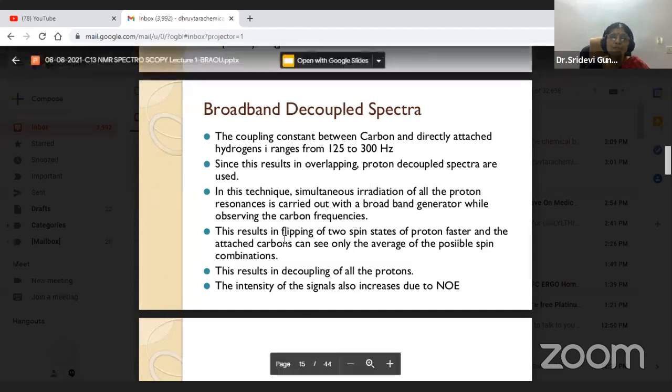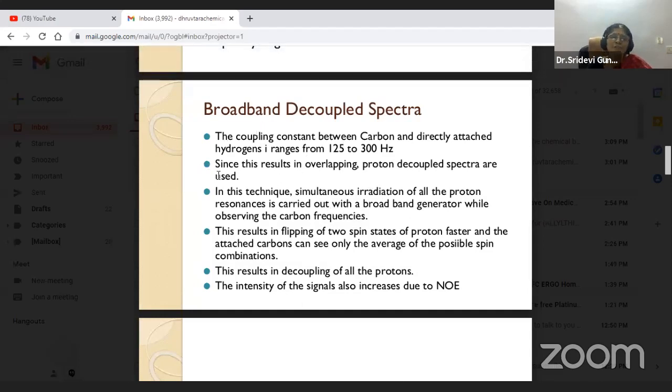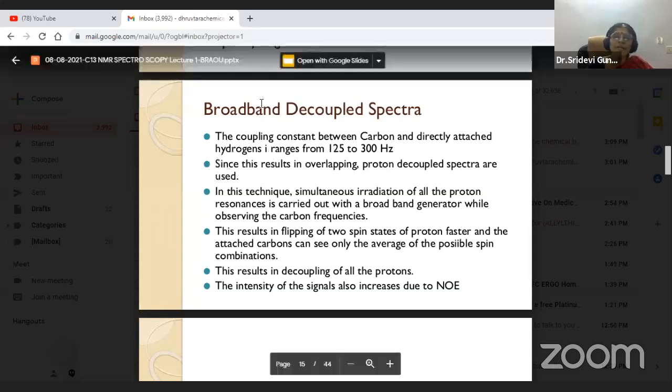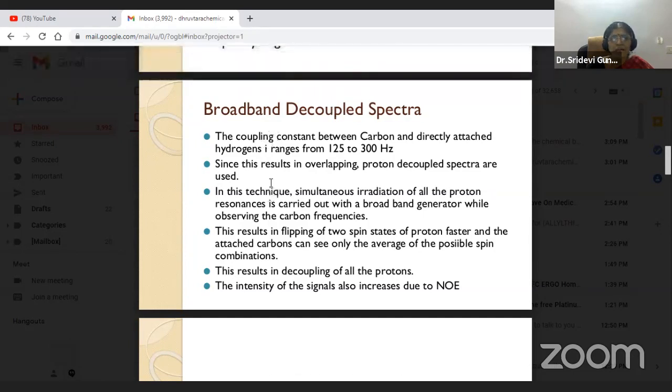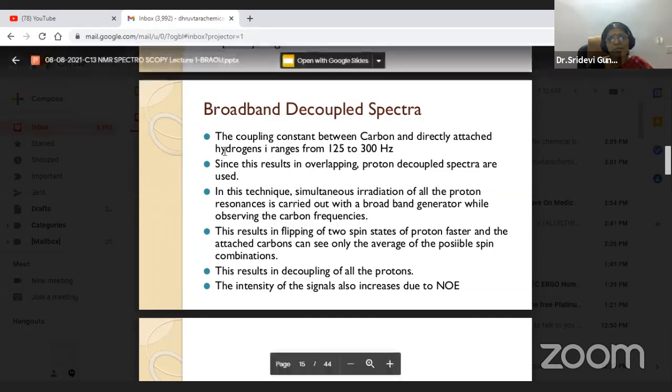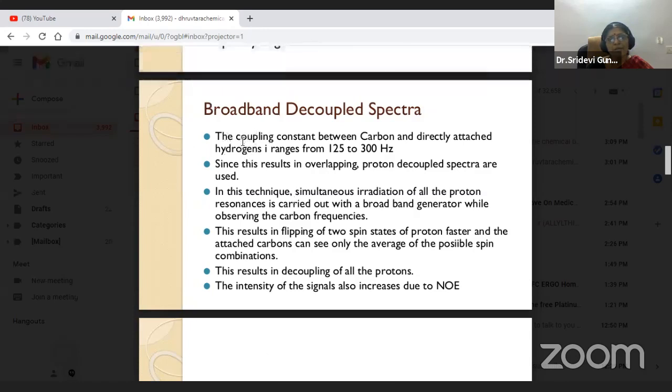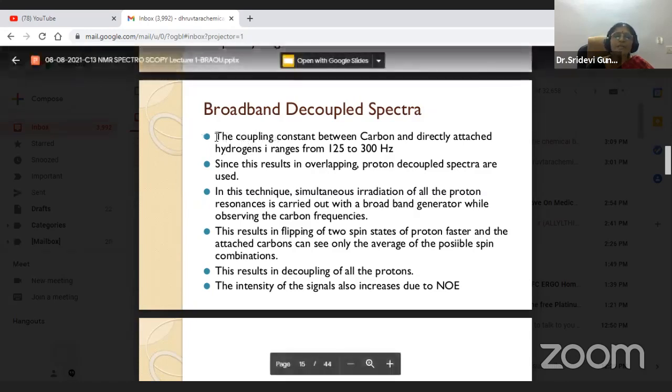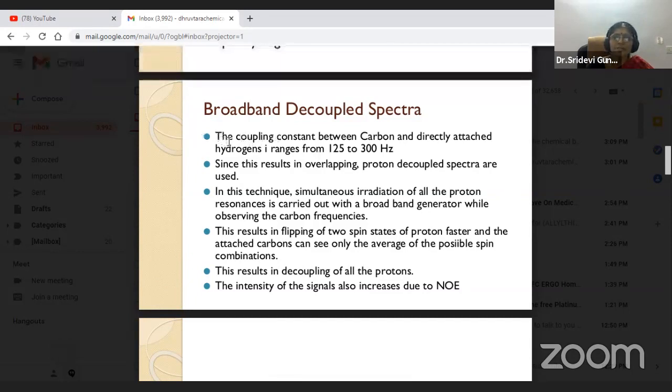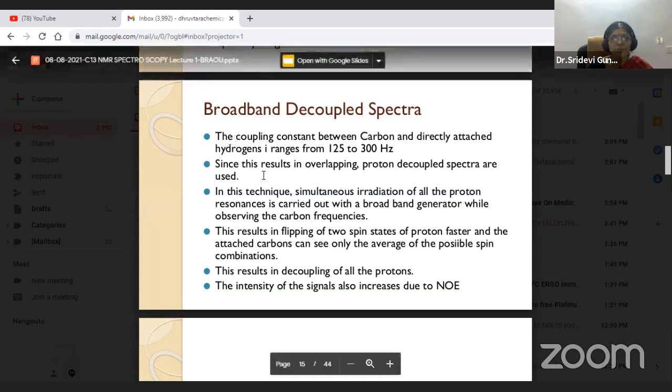In organic molecules, let us just assume that we have only carbon and hydrogen. How many types of magnetic nuclei are there? Carbon is there, hydrogens are there. Since coupling can be observed in undecoupled spectra, there will be coupling between carbon and attached hydrogens, the hydrogens present on the second carbon, the hydrogens present on the third carbon, and sometimes the fourth carbon. So that results in complex spectra, as I already told you.